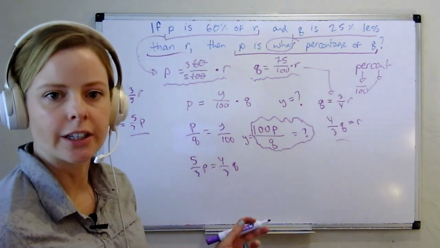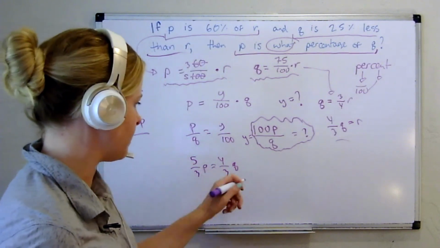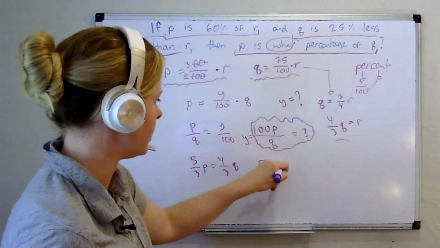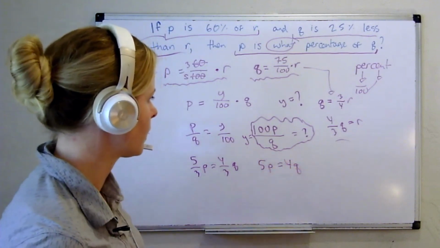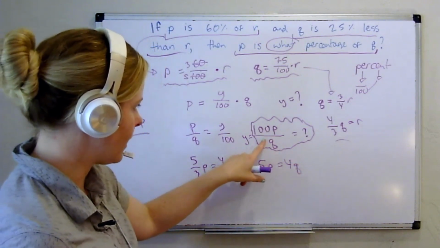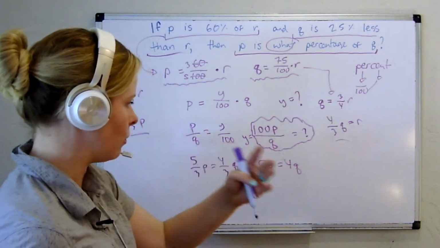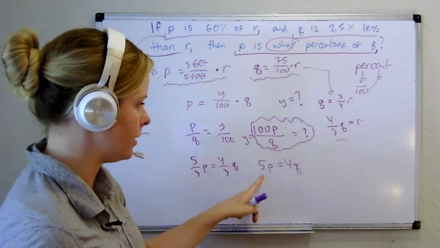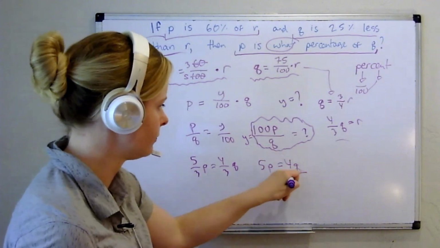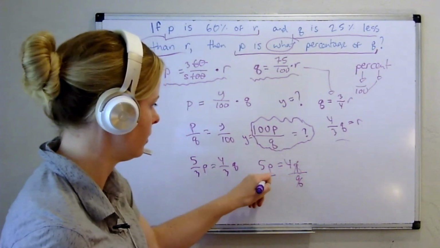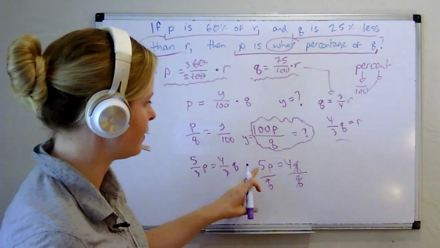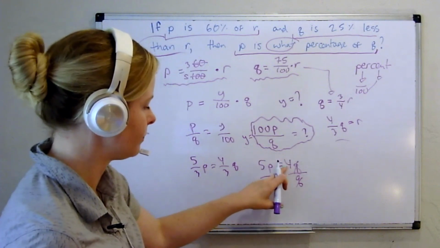And just to make our lives easier, let's go ahead and get rid of that 3. We'll multiply both sides by 3, and we will end up with 5p is equal to 4q. Now, I'm trying to get 100 times p divided by q, so one step in that direction is going to be to divide both sides by q. Cancels on this side. And what I'm left with is 5p over q is equal to 4.